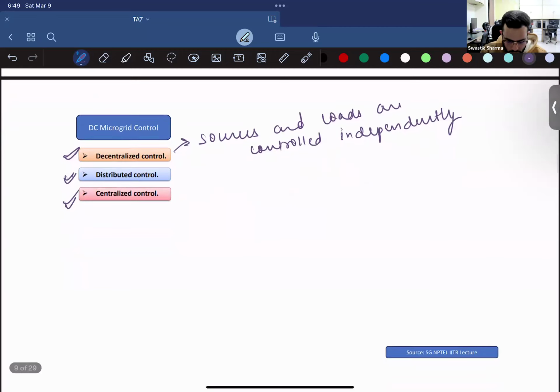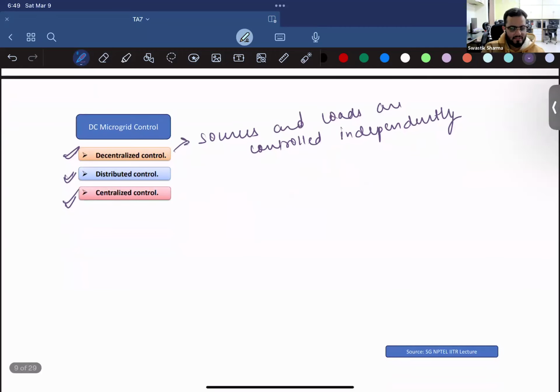Then comes distributed control. Before going to distributed control, let's discuss centralized control, because that's how distributed control comes into play. It's a mixture of both decentralized and centralized control. Centralized control is where all the control of the sources is done from a single point. That's what was happening in the previous control algorithms that we were discussing. All the control happens from a single node.